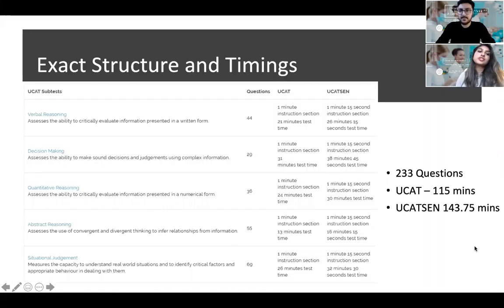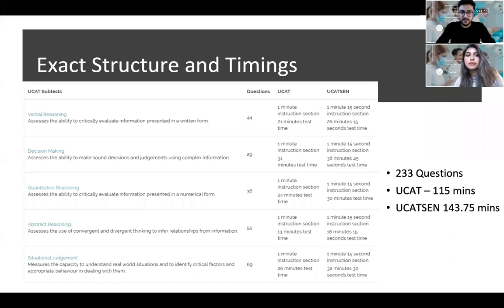So just going on to what you're all here for: the UCAT structure. We're just going to go through the structure and the timings, so you have a good idea of what it entails. As I said, there are 5 sections.